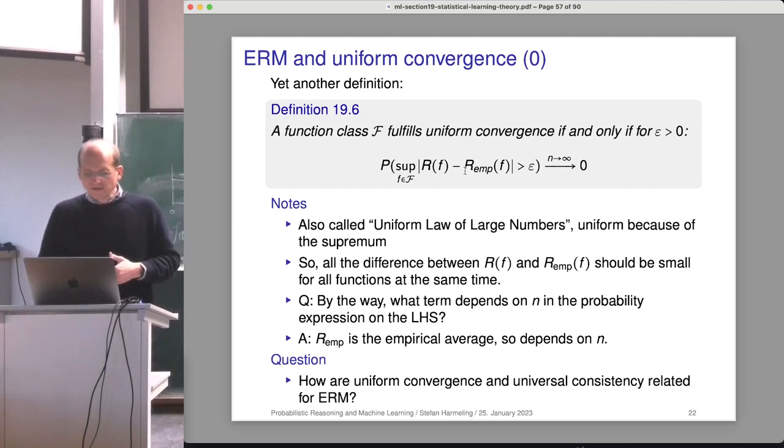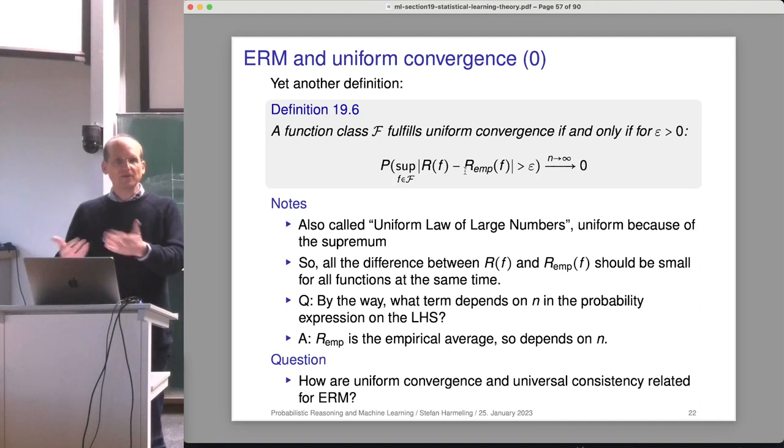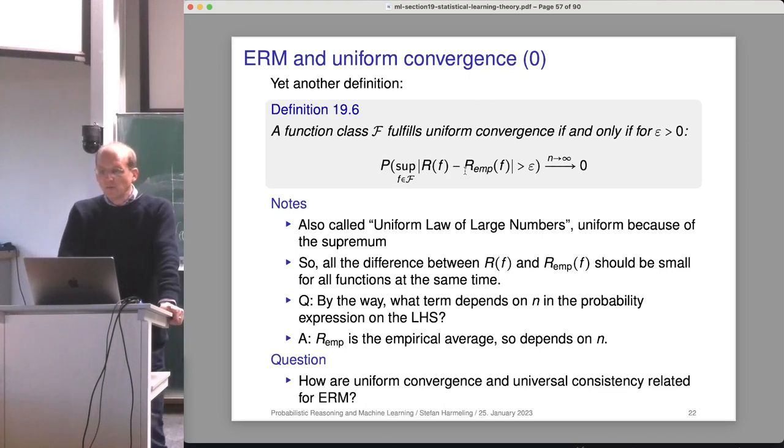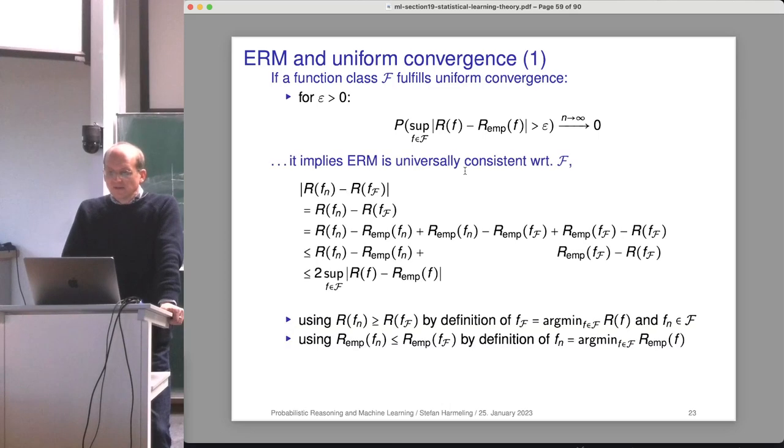Now, how does the uniform convergence tell us something about universal consistency in the context of ERM? I said it already that the uniform convergence property of a function class will imply universal consistency. So let's look at this one. Suppose we have a class of functions that fulfills universal consistency. In that case, we have the defining property, and this means that ERM is universally consistent with respect to function class F.